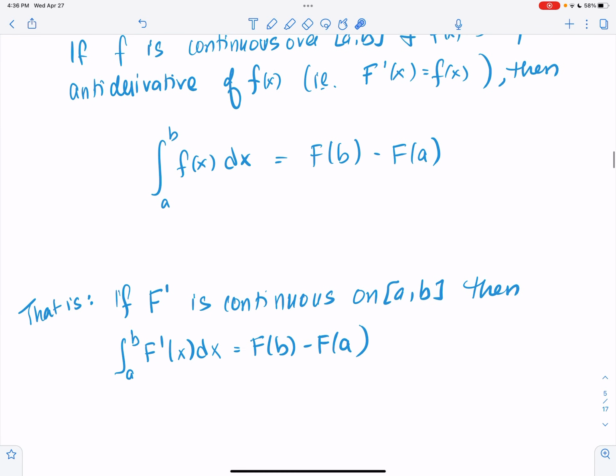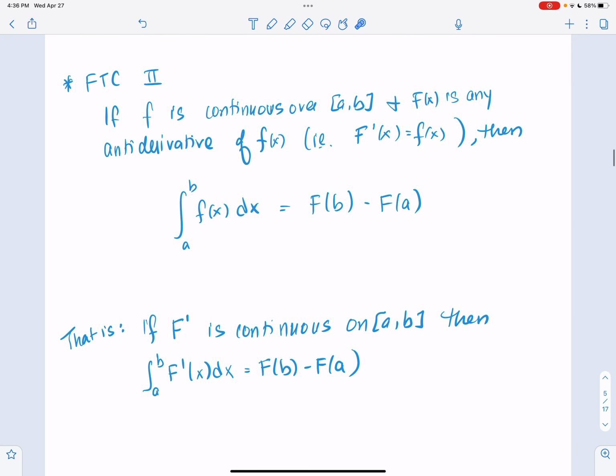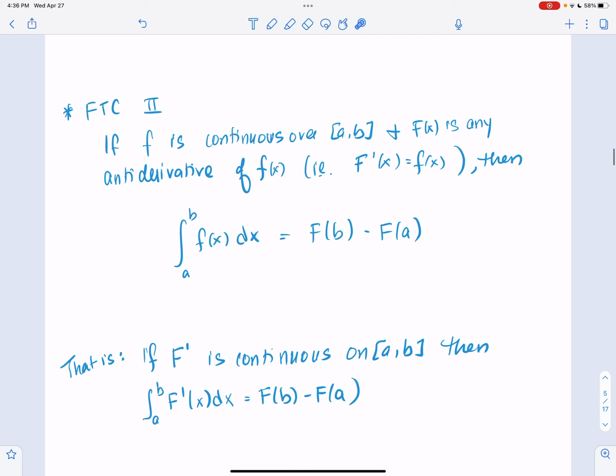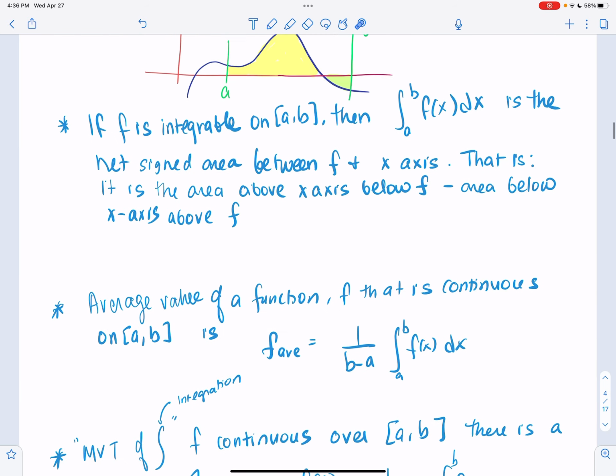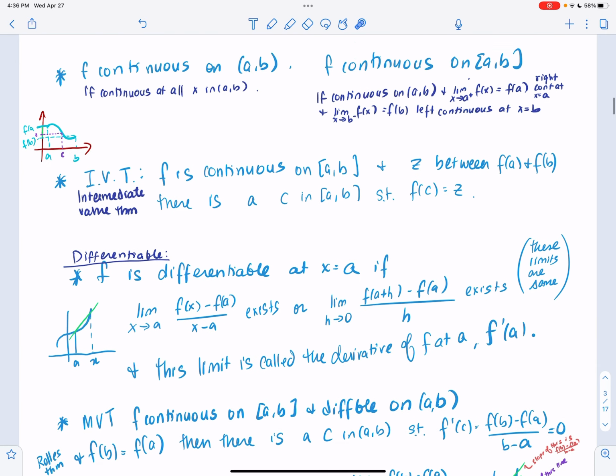Okay? Another way to write this, which might be easier for you to remember, is the integral from a to b of F prime of x dx is F of b minus F of a. Okay? So you have F prime is continuous on the closed interval. Then the integral from a to b of F prime of x dx is F of b minus F of a. Okay? So those are some main ideas of the main topics we've looked at.